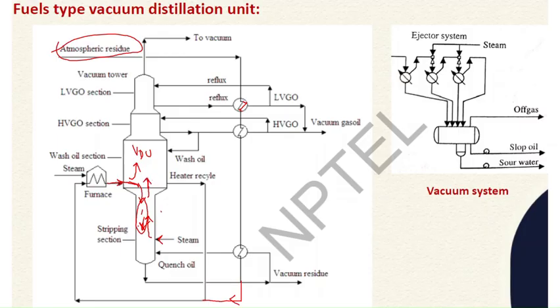So the lighter cuts along with the steam and the lighter cuts from this atmospheric residue, both go together. They rise in the rectifying section. So there is this section, the wash oil section. So what is this wash oil section? It is basically the reflux from the side cuts only. Internal reflux from the side cuts.